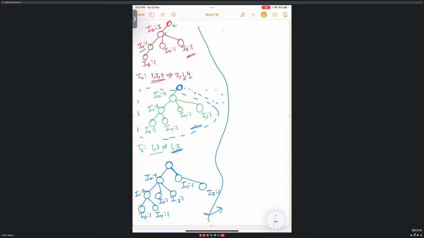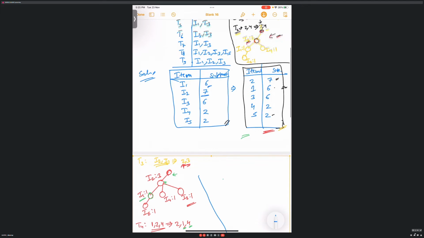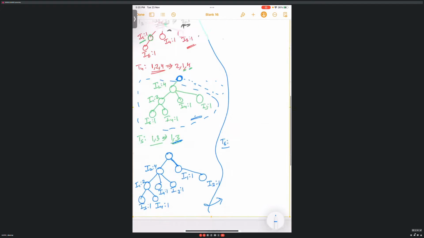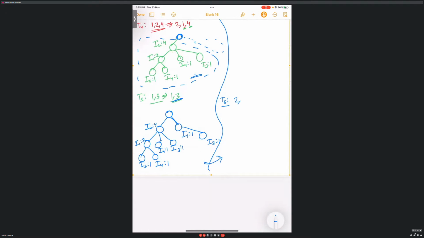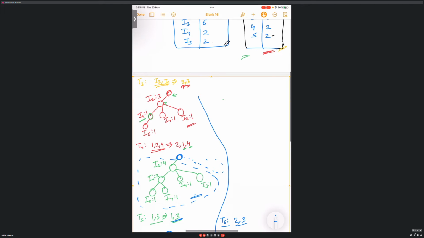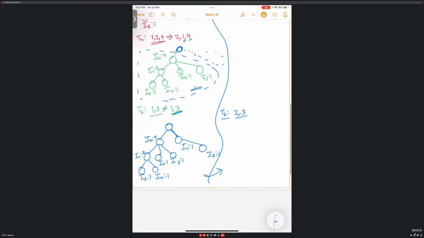Now let's go here. T5, T6. T6 has 2 and 3. 2 and 3. The sorted one will also be in the same sequence, 2 and 3. Okay, so now again check into the previous ones. Okay. From the root node 2 is here. So I2 will become 5.